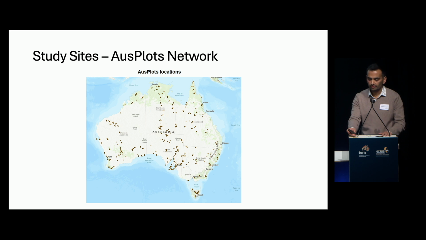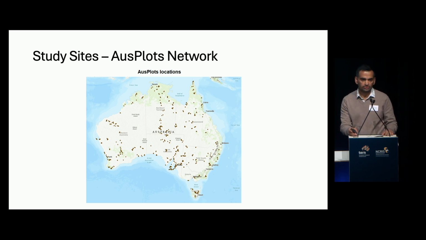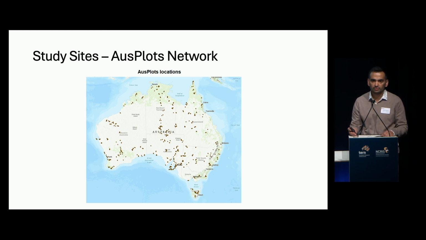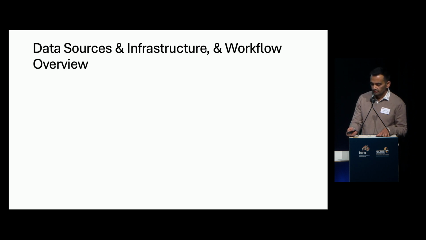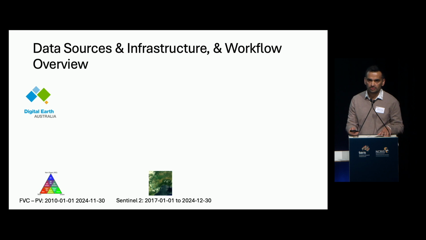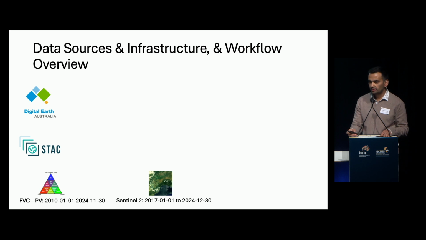Okay. For the study sites, we now focused on all OzPlot sites, that's 987 OzPlot sites distributed across the country. And then we characterized temporal and seasonal dynamics of all those plots. For data source and infrastructure, we used Digital Earth Australia's analysis-ready datasets, basically the Landsat-derived fractional vegetation cover product and Sentinel-2, and from Sentinel-2 we computed spectral indices: normalized difference vegetation index, normalized difference moisture index, and normalized burn ratio, which indicate different biochemical or biophysical traits of vegetation. We access that through STAC, the Spatio-Temporal Asset Catalog.